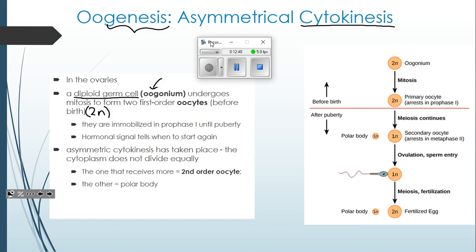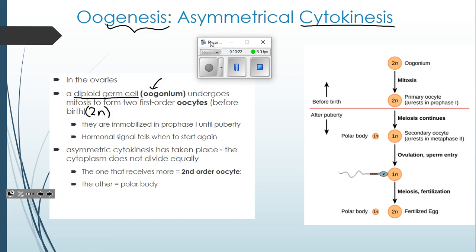number. Now that happens before a girl is even born. So while a female is developing in her mother's womb, this part is already happening. These oocytes are immobilized in prophase 1 until puberty. So a female is essentially born with the primary oocytes that she's going to have. There's a limited supply. It's not the same as with spermatogonia, where the supply is virtually unlimited.